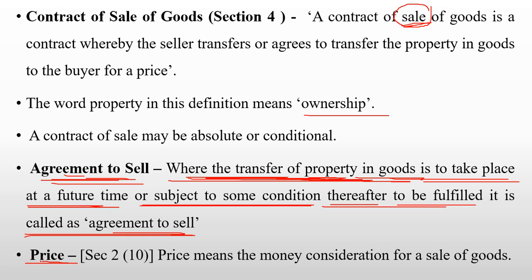Next definition is of price. Price under section 2 subsection 10. Price means the money, the value of that goods, the money consideration for a sale of goods. So if the seller is selling the goods to the buyer, in return the buyer has to give some consideration, and that consideration should be in terms of money. Okay, so this is the definition of price.